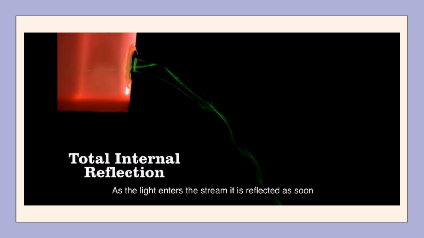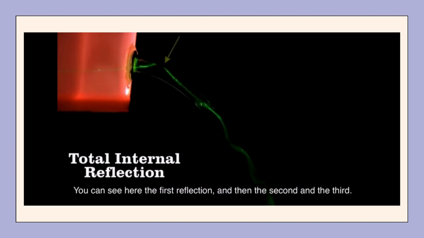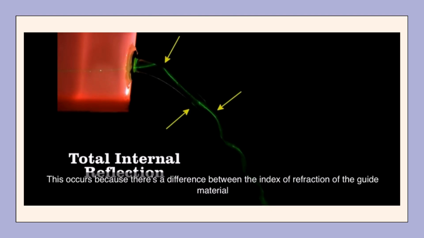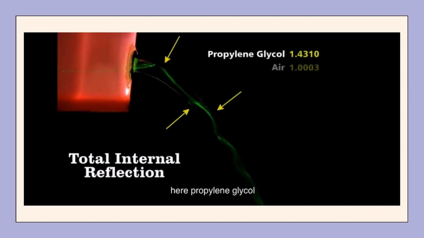Once light enters the stream, it is reflected as soon as it hits the interface between air and liquid. You can see here the first reflection, and then the second, and the third. This occurs because there's a difference between the index of refraction of the guide material, here propylene glycol, and the outside, air in this case.